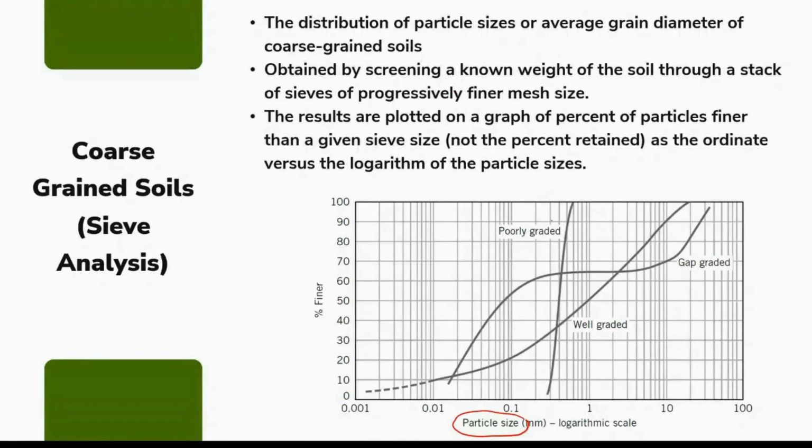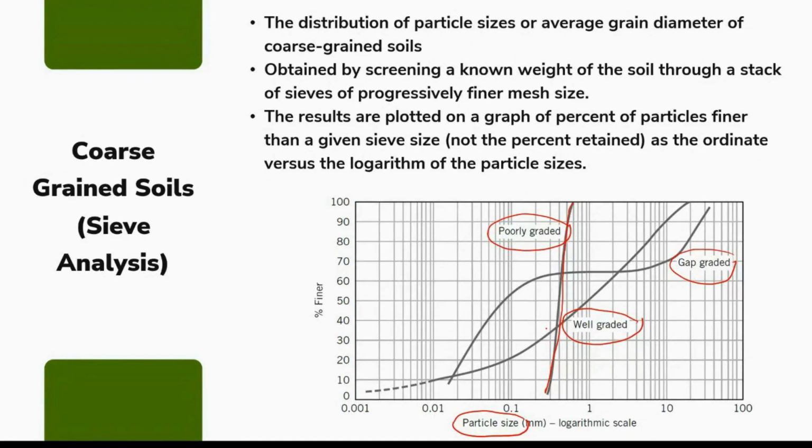The important thing you need to know in this graph is the terms poorly graded, well graded, and gap graded. Meaning, why do we consider this graph as poorly graded? Why do we consider this line of the graph as poorly graded?